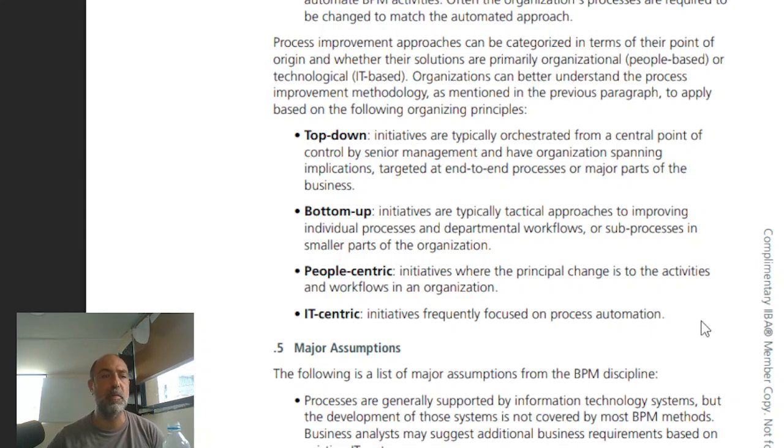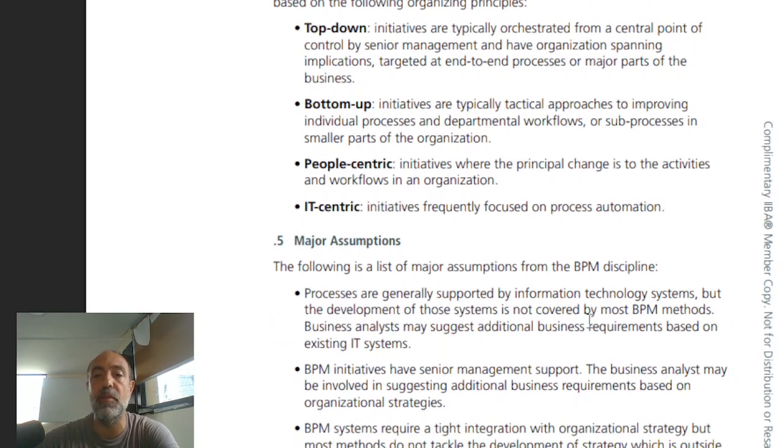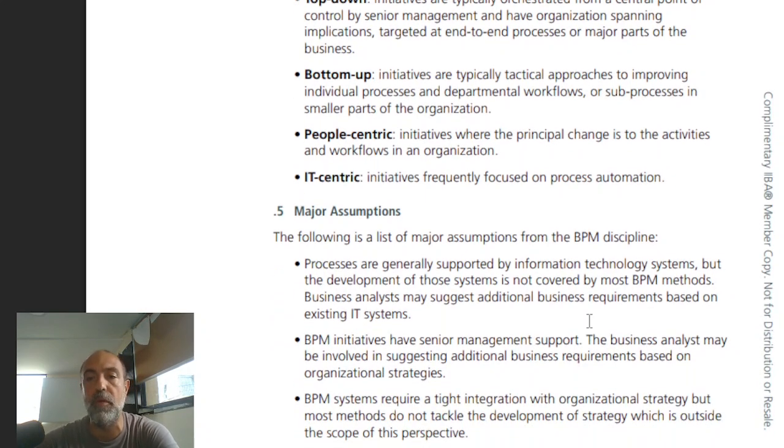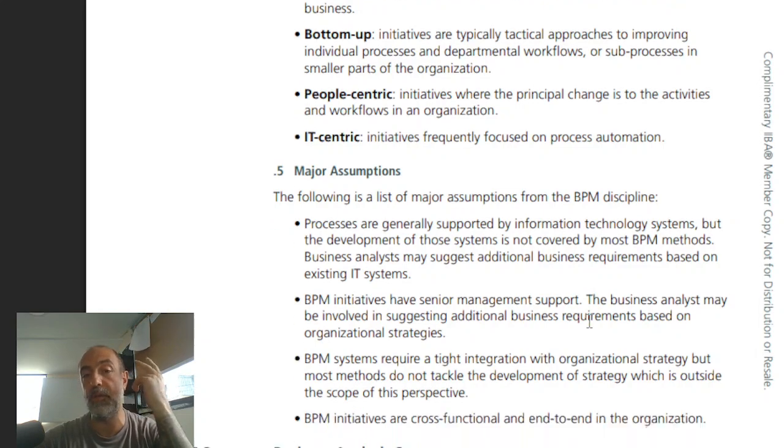A bottom-up approach is more of a first principles thinking, because you're looking at all the smaller parts, and by doing that you connect them and you'll be able to re-engineer it or connect them differently. Initiatives are typically tactical approaches to improving individual processes and departmental workflows or sub-processes in smaller parts of the organization. There's people-centric, where the principal change is to activities and workflows in the organization. There's IT-centric, which is initiatives frequently focused on process automation.